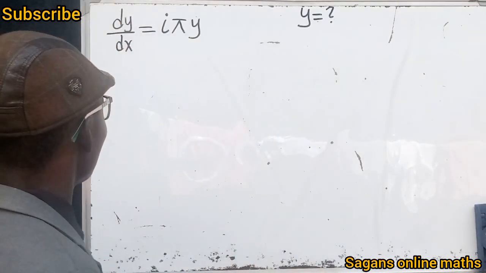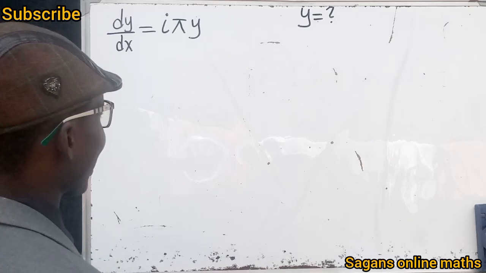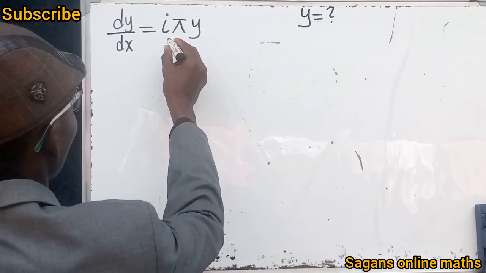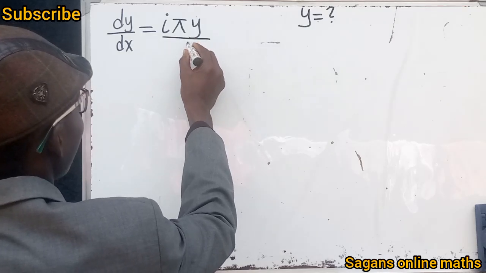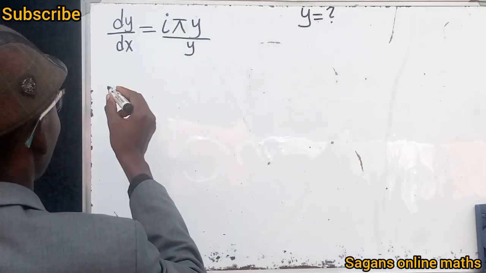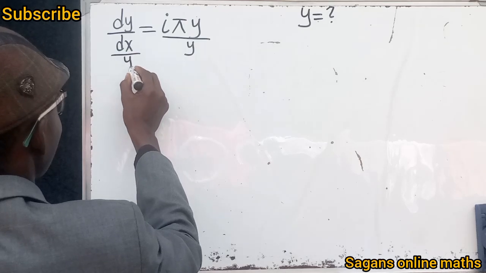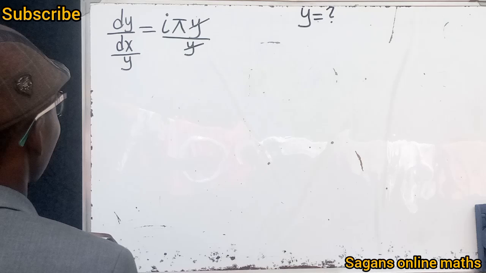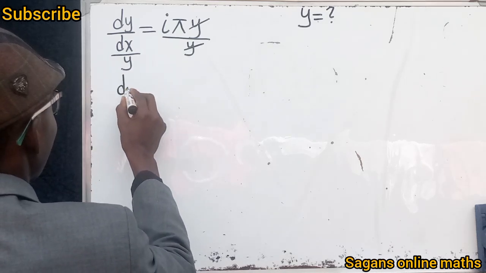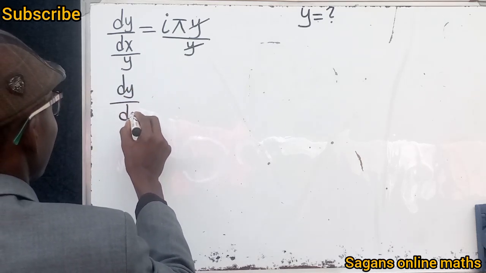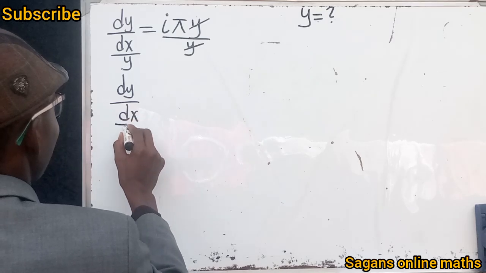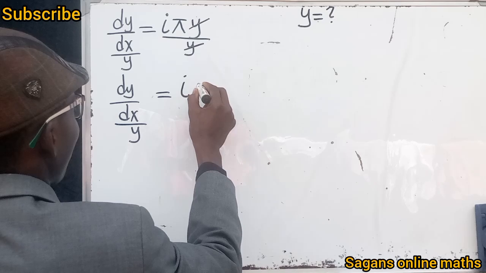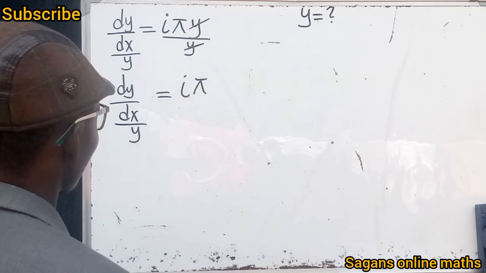Now look at what you're going to do. Our first step is to divide both sides by y. So we divide here by y, and divide here by y. Now this y will go. Now see that dy/dx divided by y is equal to the imaginary unit multiplied by pi. Okay, that is good.